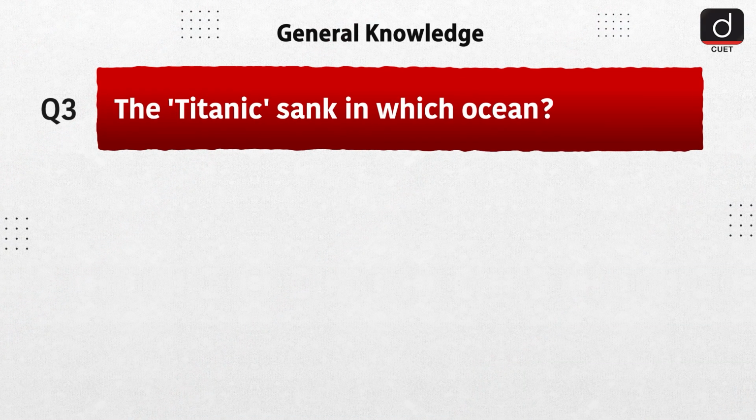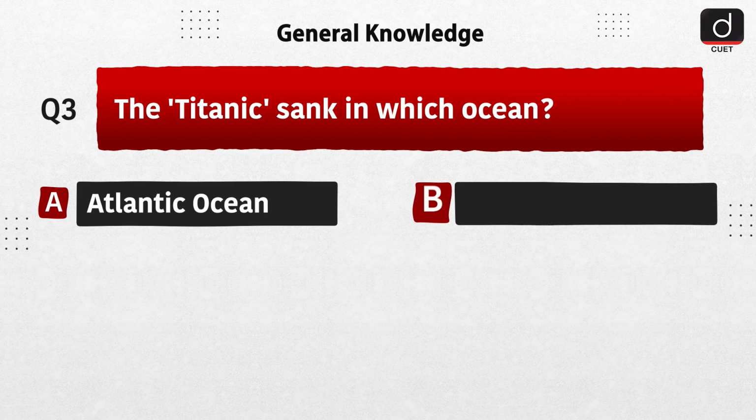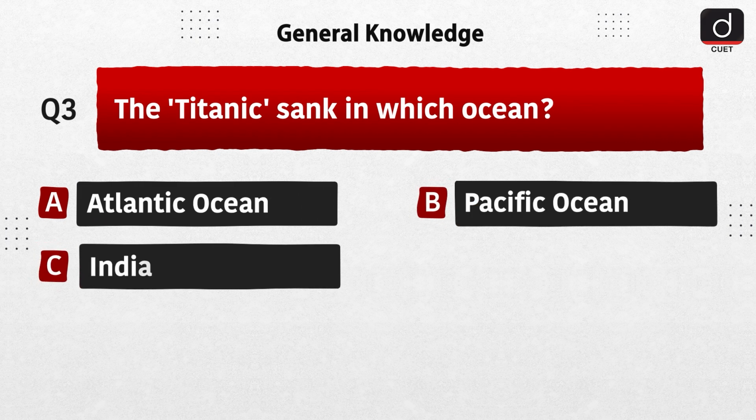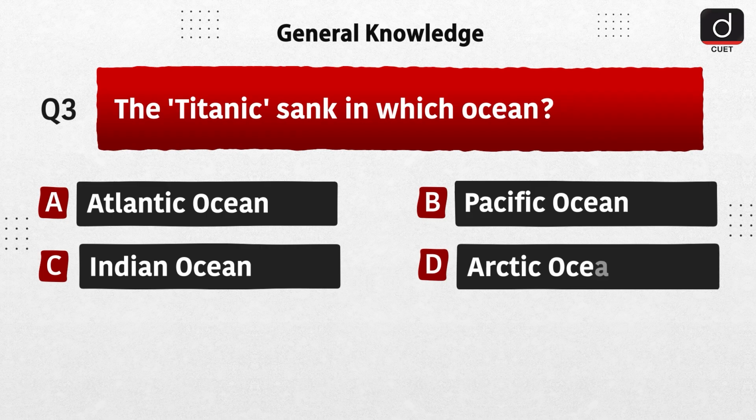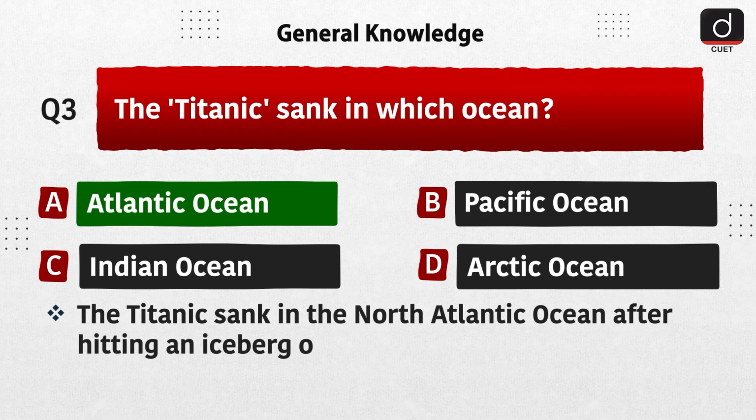Next question is, the Titanic sank in which ocean? Option A, Atlantic Ocean. Option B, Pacific Ocean. Option C, Indian Ocean. Option D, Arctic Ocean. The correct answer is option A, Atlantic Ocean. The Titanic sank in the North Atlantic Ocean after hitting an iceberg on its maiden voyage in 1912.